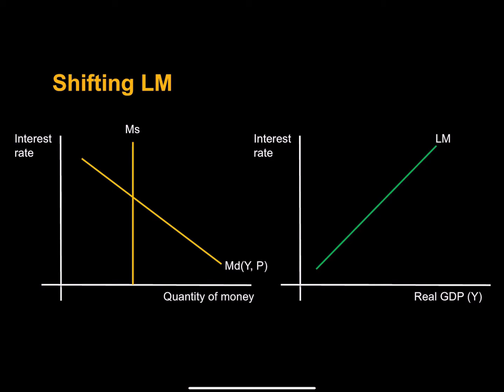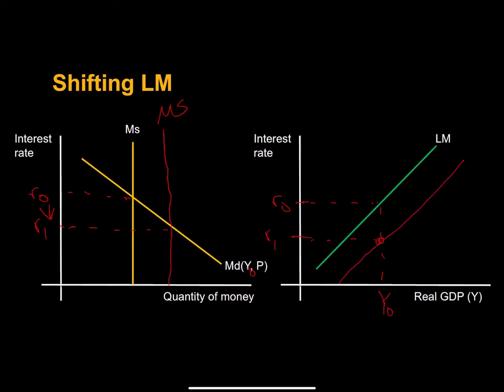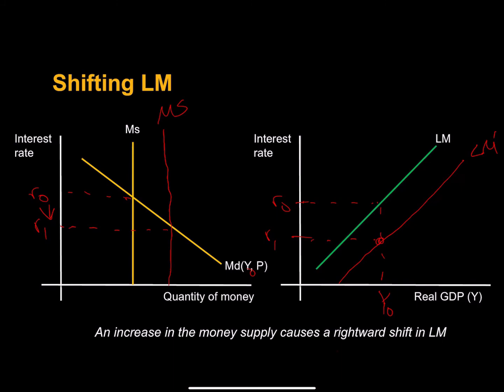So let's suppose there's an increase in the money supply. If there's an increase in the money supply, we start out with this initial interest rate of R0. The increase in the money supply results in a fall in our real interest rate for the same level of income. So an increase in the money supply leads to a rightward shift in the LM curve.